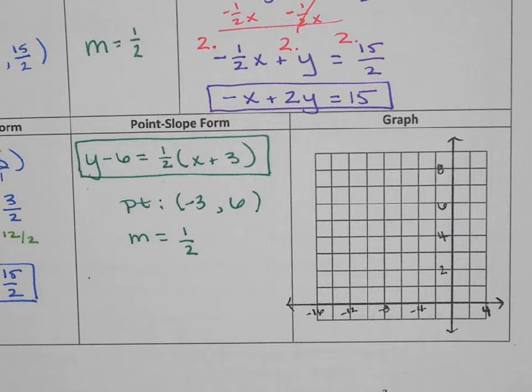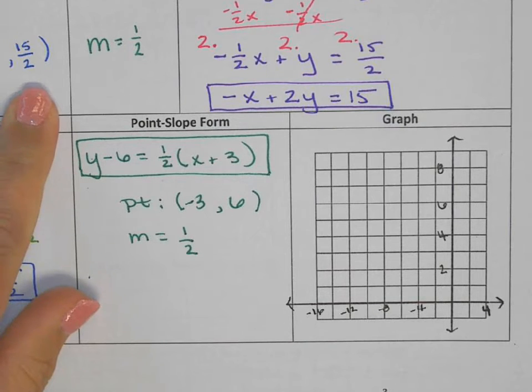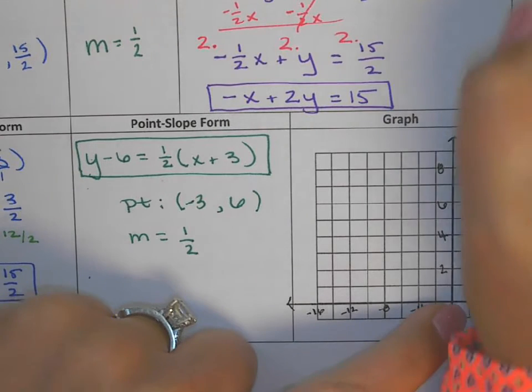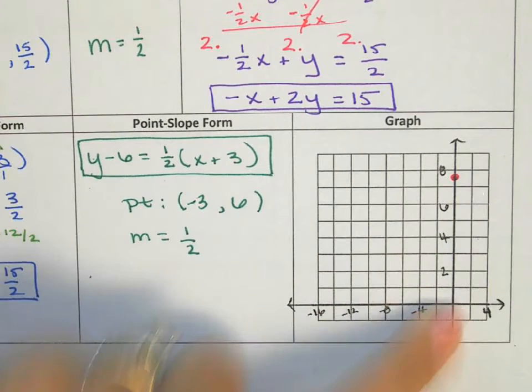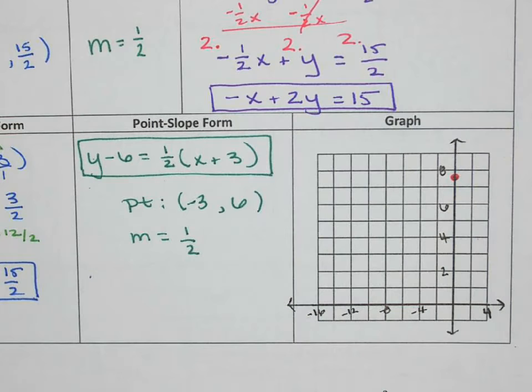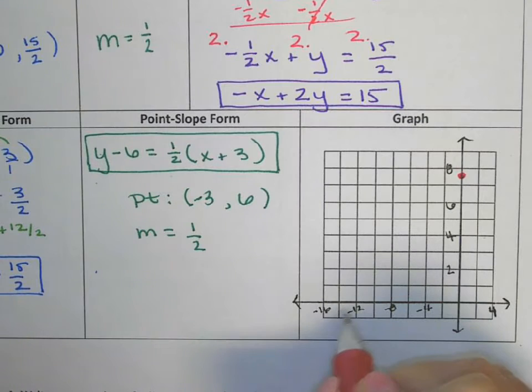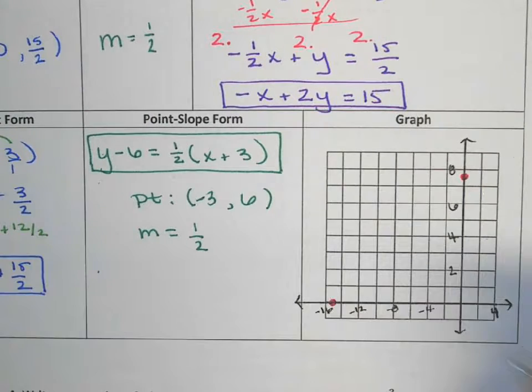Okay, so then for my graph. 0, 15 halves. 15 halves is just 7.5, right? So 0, 7.5. If this is 6, that's 7. 7.5 is right in between. I'm just going to plot all the pieces of information I have. I have negative 15, 0. So this is negative 12. This is negative 14. This is negative 16. So negative 15 is going to fall right in between the two.